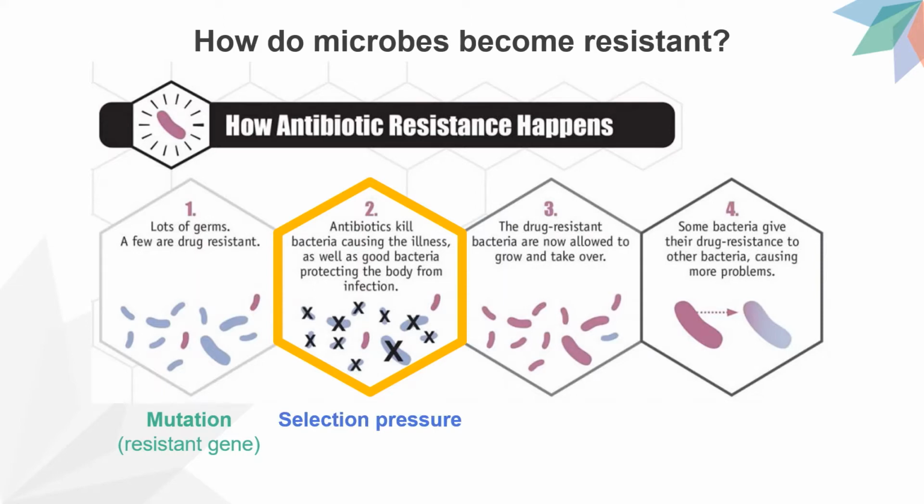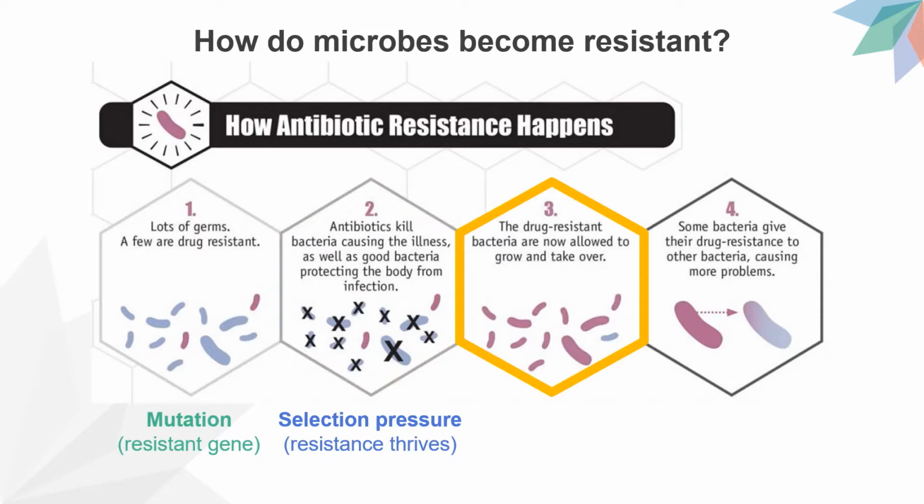Additionally, since antibiotics kill off all germs including the non-disease-causing ones, this lowers competition for the resistant bacteria and they thrive. As a result, without competition, the resistant bacteria can grow very quickly. By vertical transfer, they pass the resistant genes to the next generation. Eventually, they can take over the original non-resistant population.